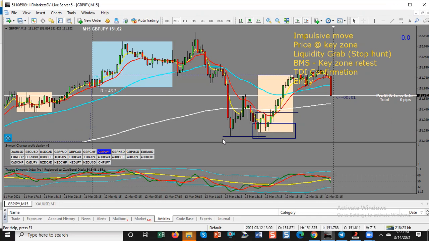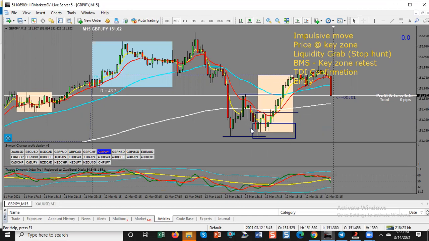So what happened here? Price moved away from this zone. There was no liquidity grab at first. Then we see price came back down and took out liquidity. When price took out liquidity, the next thing we are looking for is a break in market structure. At this point where price took out liquidity, this is where we're looking for price to come and take out a break in market structure.